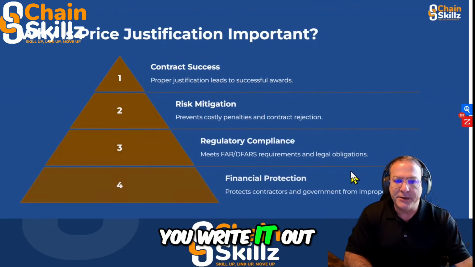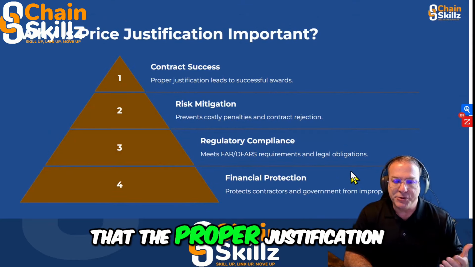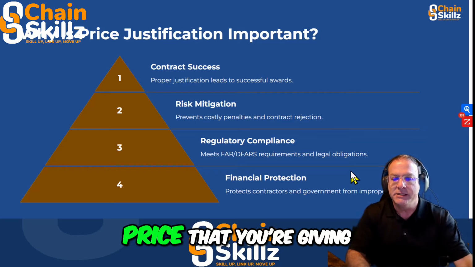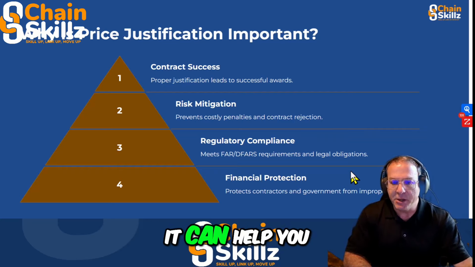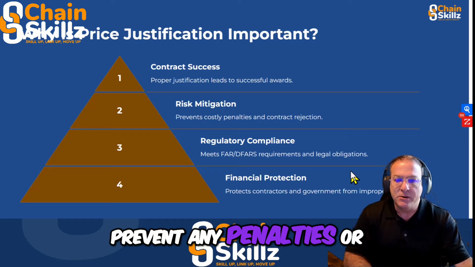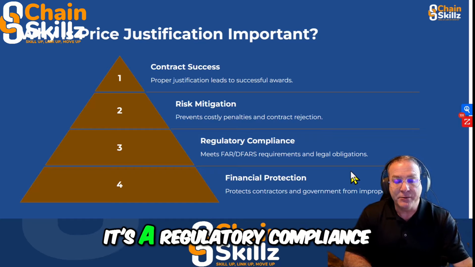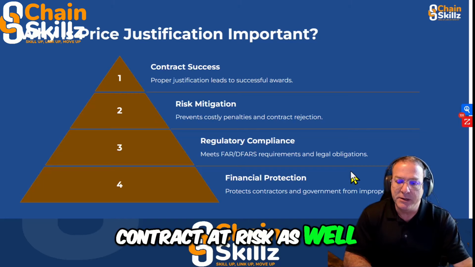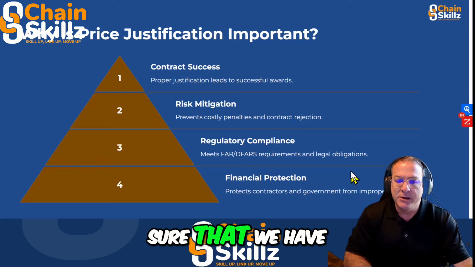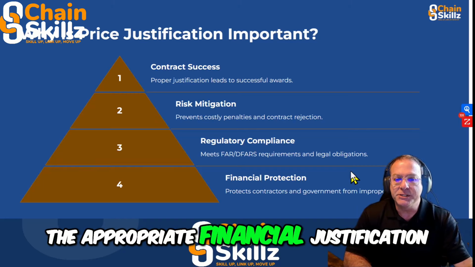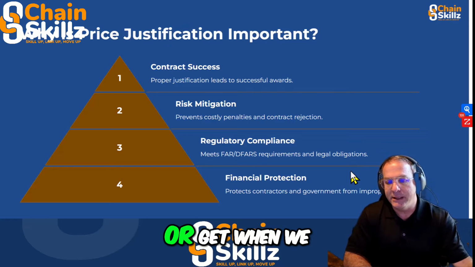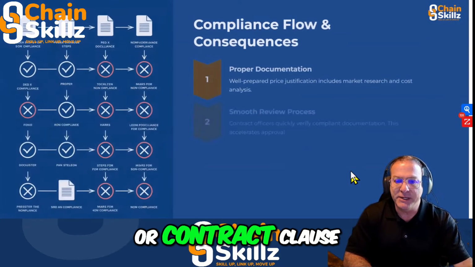So I need you to go ahead and write that out. And how do you do it? You write it out, making sure that the proper justification leads to a successful award so you can justify the price that you're giving the government. It can help you prevent any penalties or contract rejection. It's a regulatory compliance requirement that you have to do, which could put your contract at risk, as well as make sure that we have the appropriate financial justification for any price adjustments that we include in our contract or get when we have a contract change or contract clause.